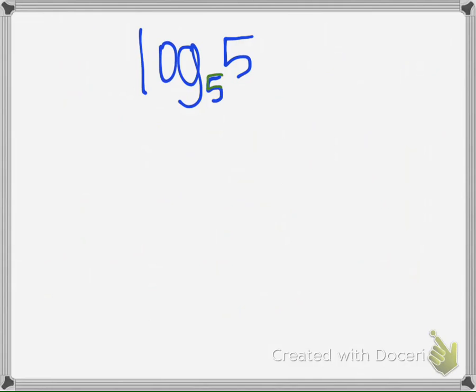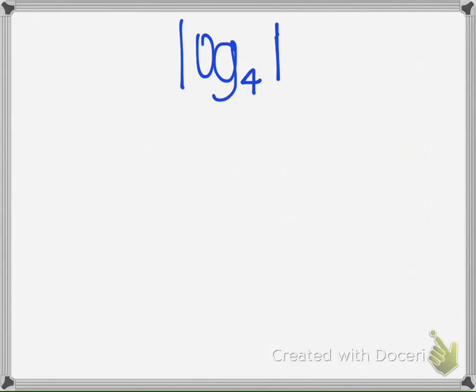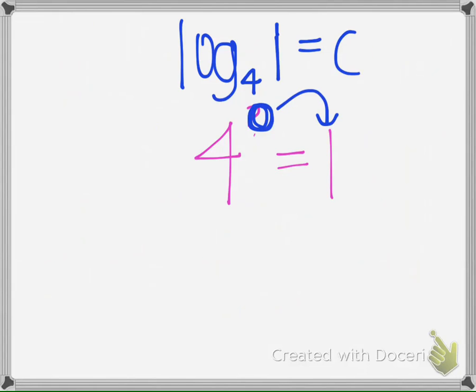Okay, here we have 5 to what power is 5? So 5 to the first power. We also learned a property that when these two are the same, they essentially cancel out and just make 1. Okay, here we have 4 to what power is 1. So we've learned that 4 to the 0 power, any base to the 0 power, is always 1. So this is going to equal 0.